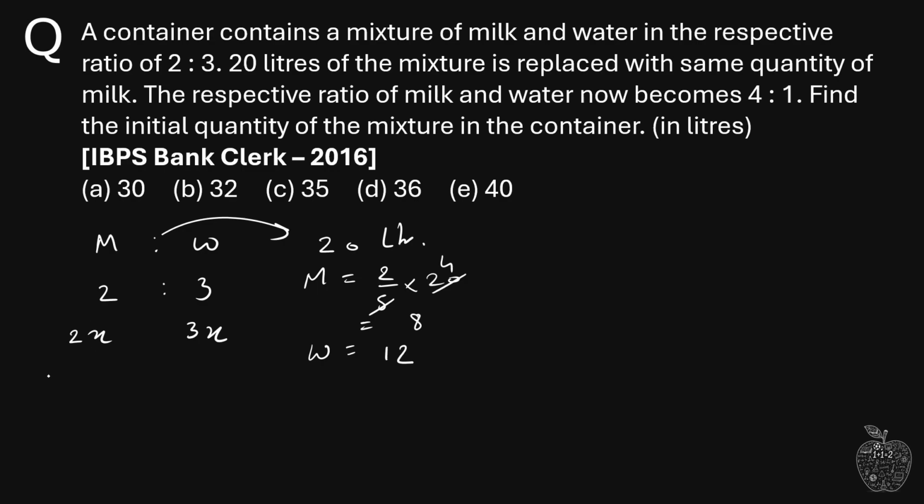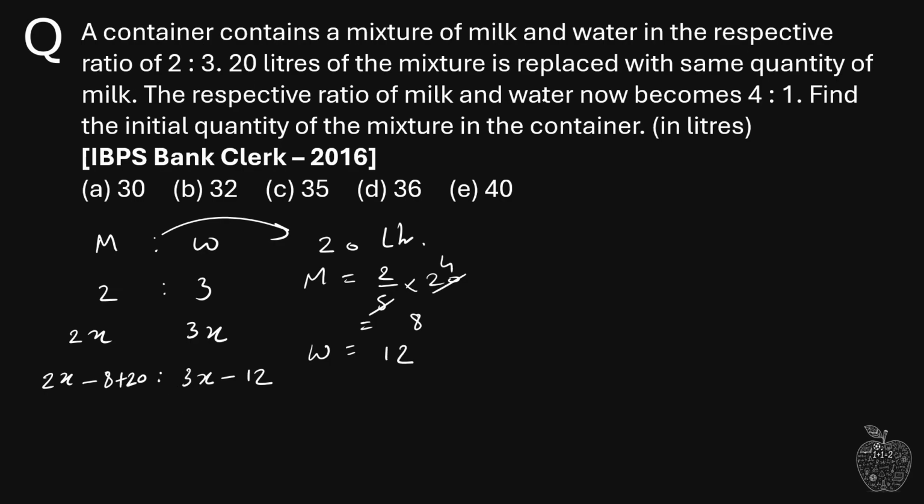So we had 2x milk. From this 8 liters is taken out. So now we are left with 2x minus 8. We have 3x water. From that 12 liters is taken out. So we are left with 3x minus 12 water. And now we are replacing it with the same quantity of milk. So we had 20 here. Now this is the new ratio of milk and water in the resultant mixture.